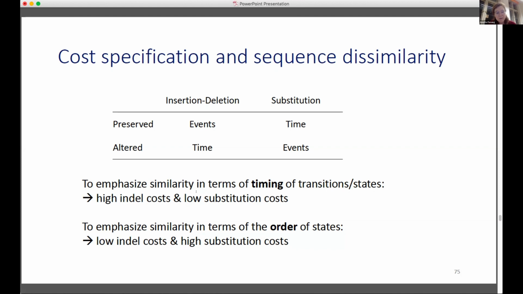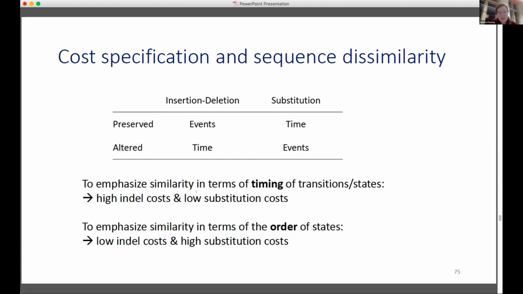And to do this, I will specify low indel costs and really high substitution costs, because then the algorithm is going to identify individuals as similar who experience the same states in the same order, regardless of whether it's at exactly the same time or not.